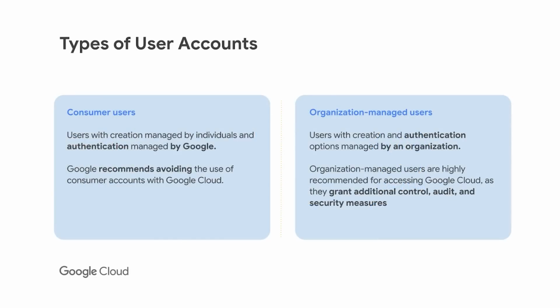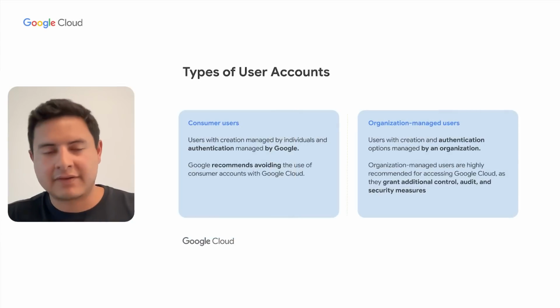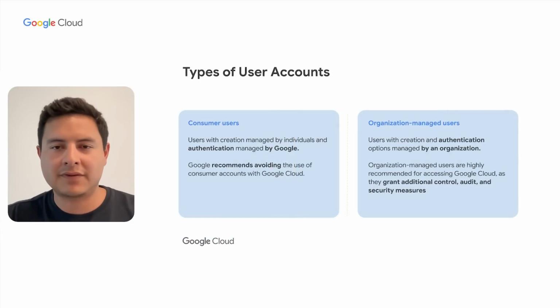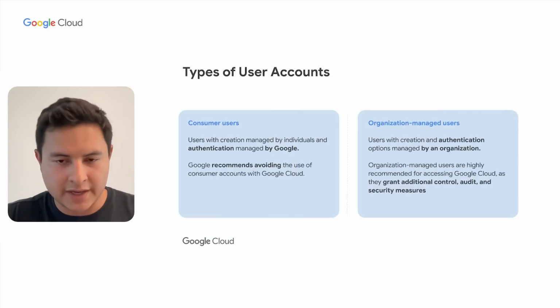Let's go over the types of user accounts. The first one is consumer users, and the second one will be organization managed users. Consumer users is everything that ends in a Gmail account, gmail.com. Users that have this are basically managed by Google, and you have no control over how we manage the deployment and everything. You can access that user and use it for your Google Cloud Platform or whatever. However, having said that, we recommend avoiding using Gmail accounts for your GCP. Why, you may ask?